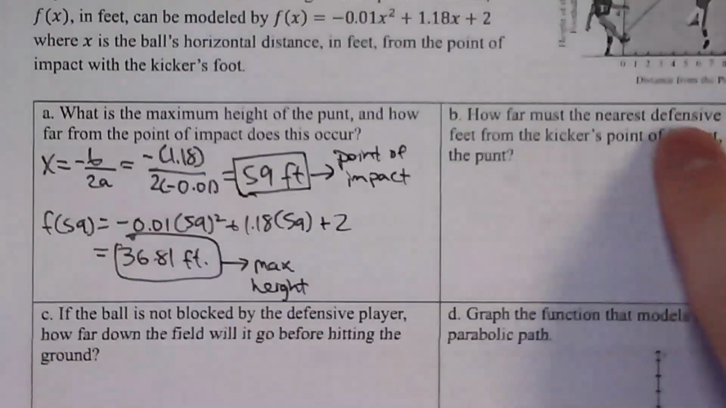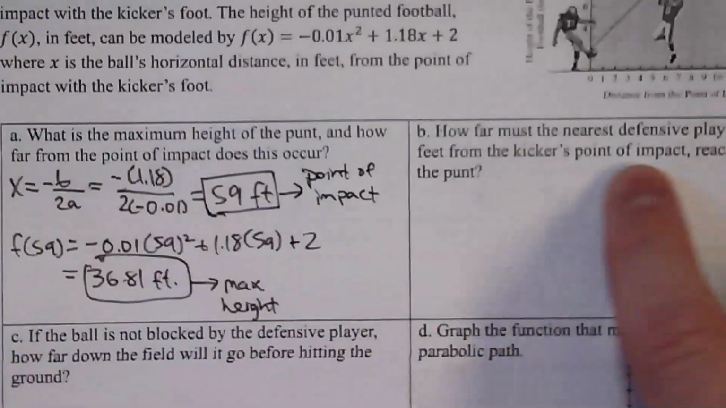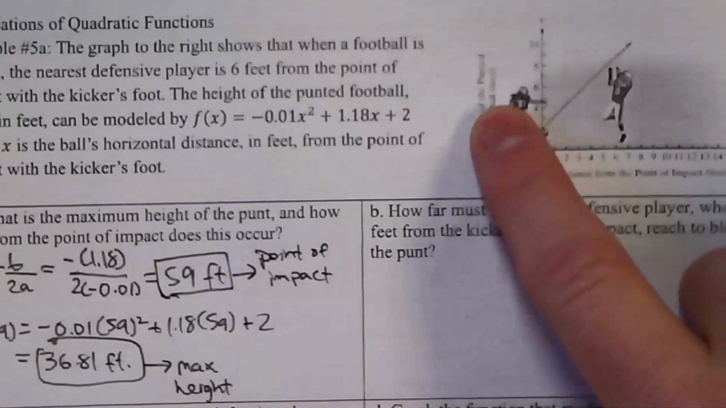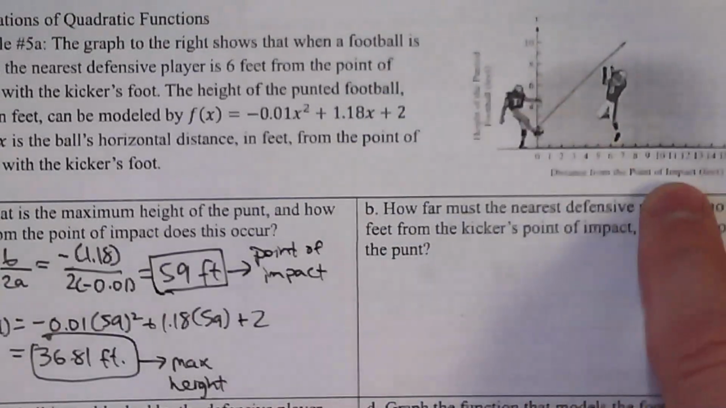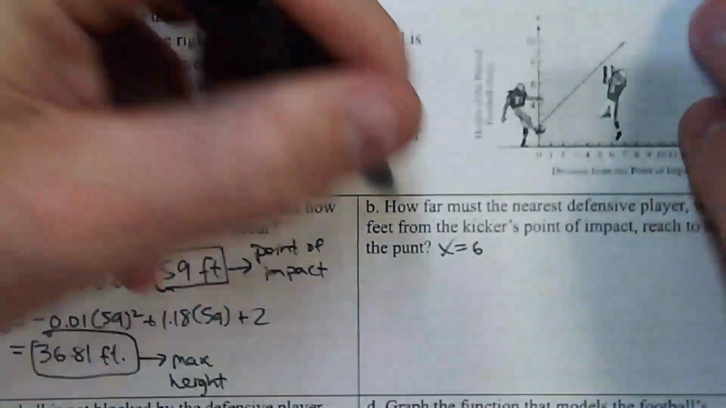How far must the nearest defensive player who's 6 feet away from the point of impact reach to block the punt? This 6 feet from the point of impact, is that an X or a Y value they're giving you? Is point of impact an X or a Y? It's an X. So they want X to be 6. You're just plugging in 6 for X.